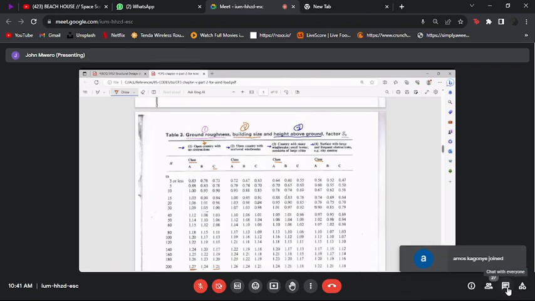So we have, up to that point, dealt with two considerations: ground roughness and building size.